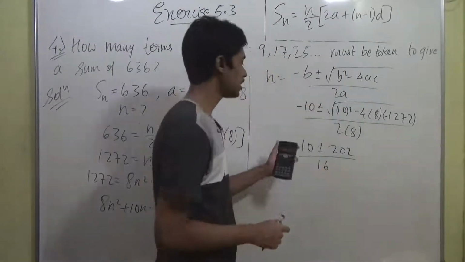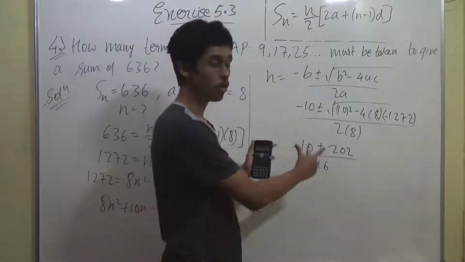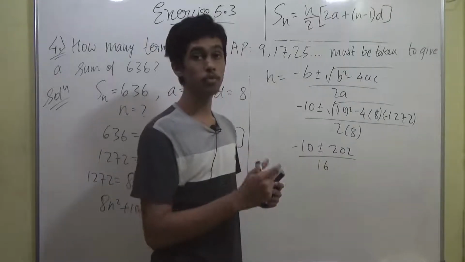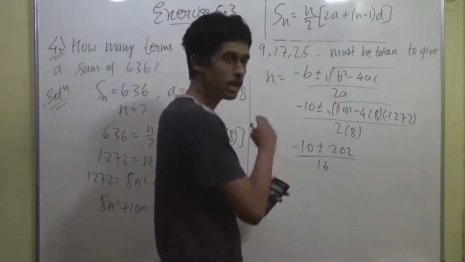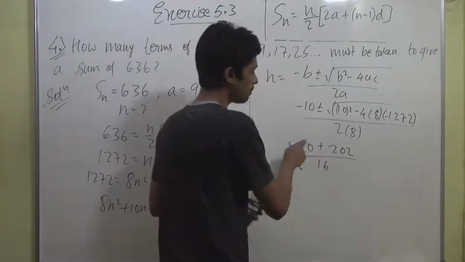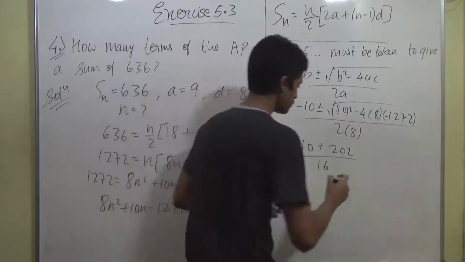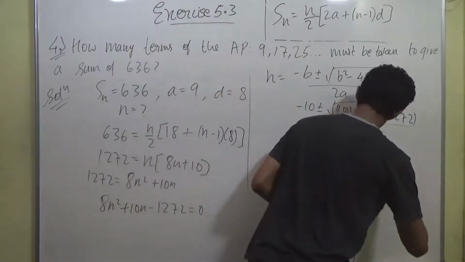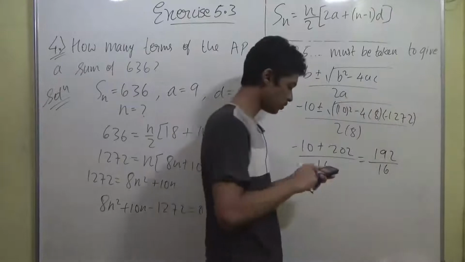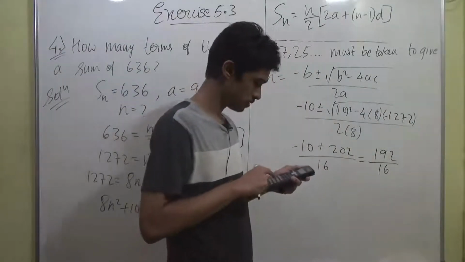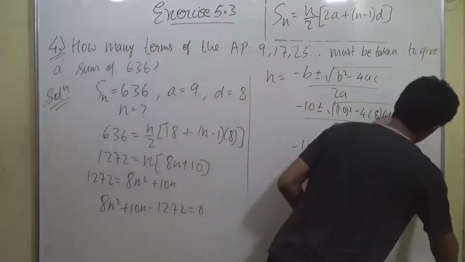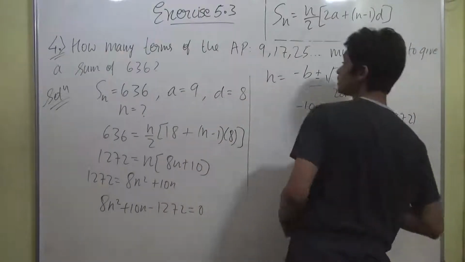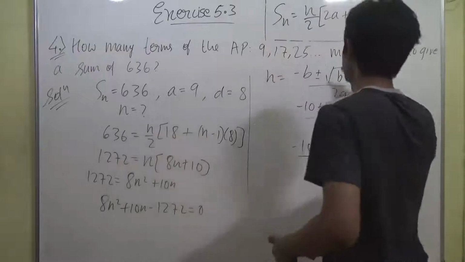Now one thing: if you take this as minus, this whole term is going to come out negative. Can the number of terms of an AP be negative? It's not possible. So we'll ignore the minus value and take only plus. That time it will become 192 by 16. So 192 by 16 is equal to 12. Getting it? Which means there are 12 terms in this AP.